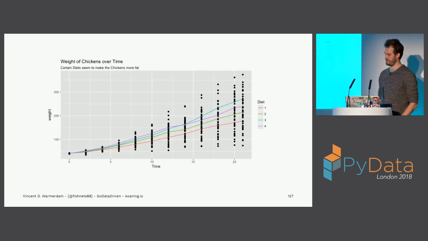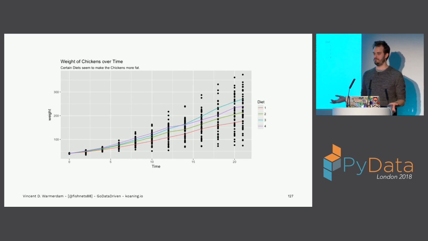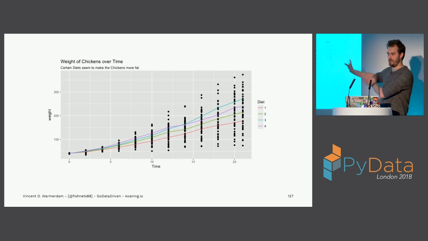And I've got a bit of prior knowledge. A chick has been born. They all should have about the same weight. They're coming from the same distribution. Any model that does this differently is wrong.